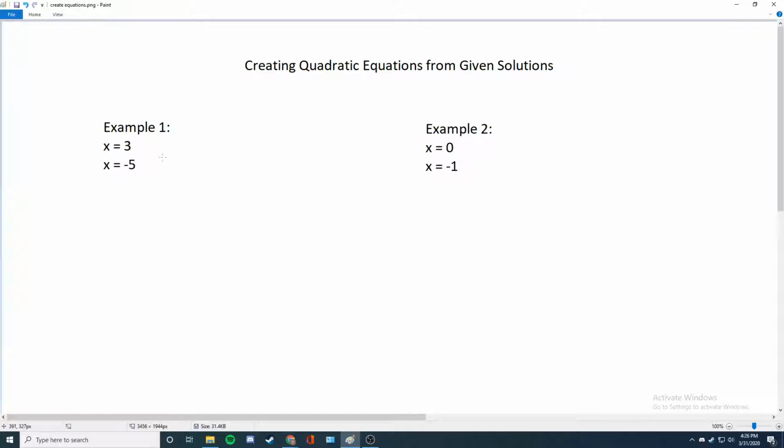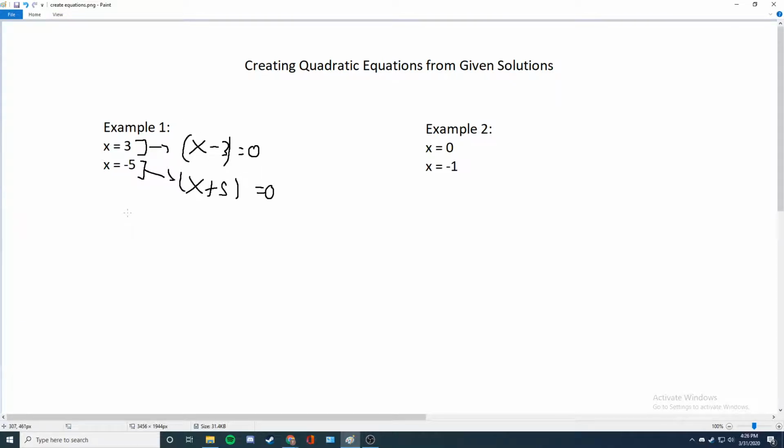So first, taking this x equals 3, we just want to set one side equal to 0 to get the factor that this solution came from. So we'll subtract that 3 over to the other side, and we get x minus 3 equals 0. So this right here is one of our factors. And then we'll do the same thing for the x equals negative 5, so we'll add that 5 over and get x plus 5 equals 0. So these are our two factors that the quadratic equation is made up of.